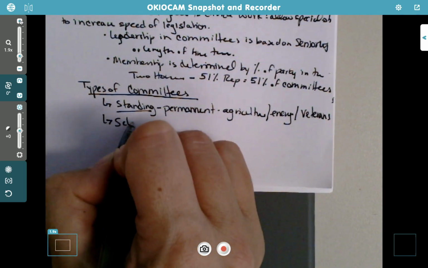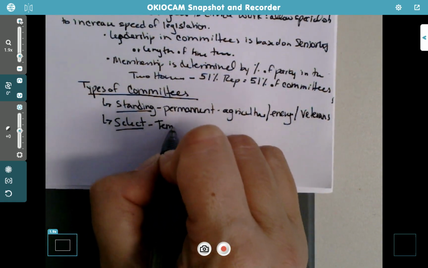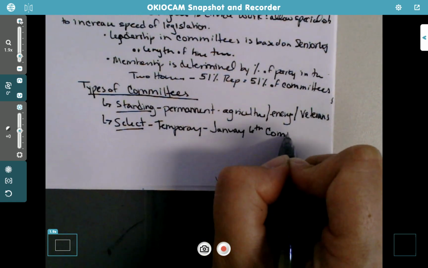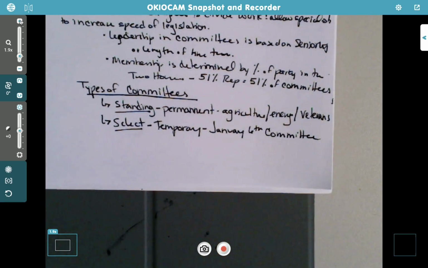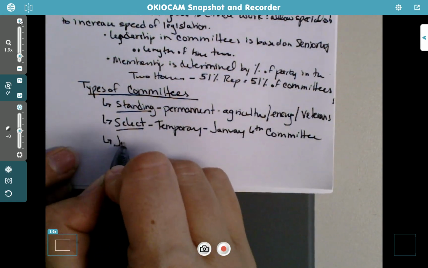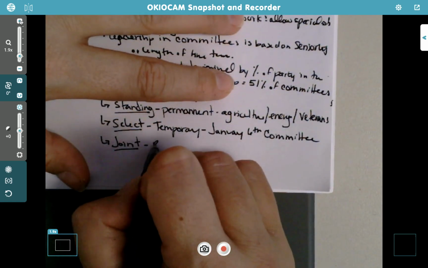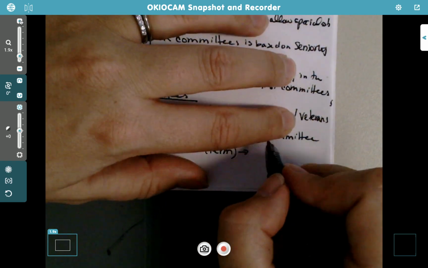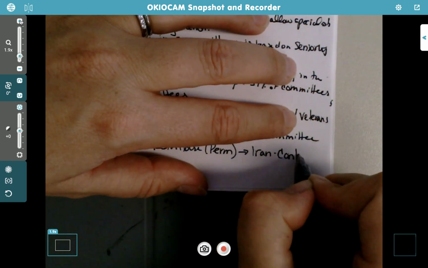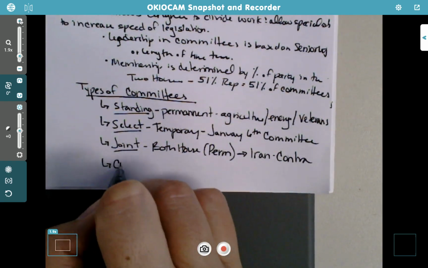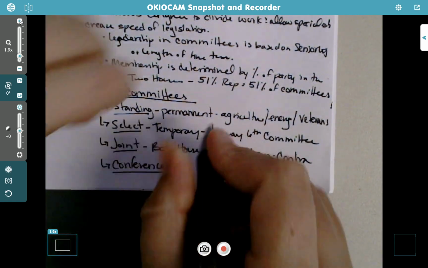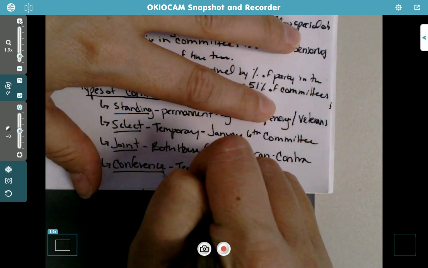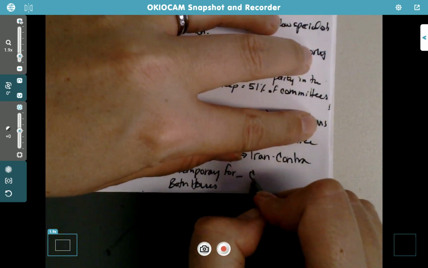Then we have select, which are temporary. Example would be January 6th committee. They investigated January 6th, and when they finished their investigation, it was done. It was gone. Then you have joint, which both houses, parentheses, perm. Perm means permanent. And that would be Iran-Contra, which we will be discussing. And then you have conference, and that's your last one for this page. It's temporary for both houses. And it is all about compromise.